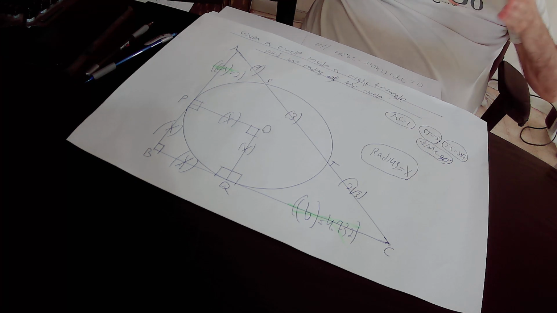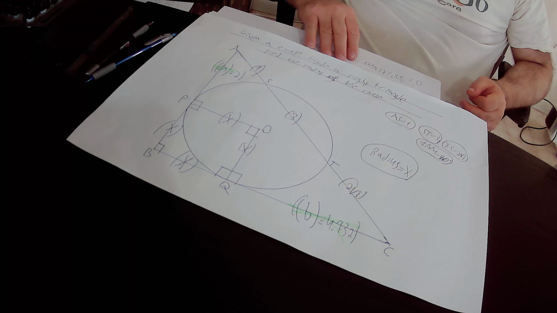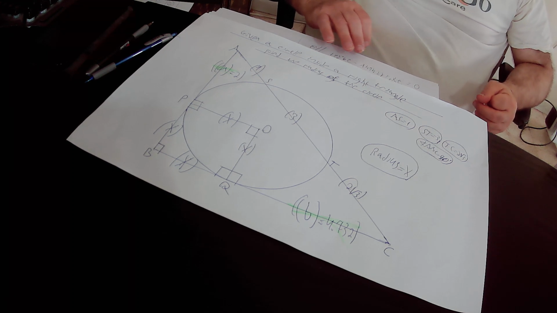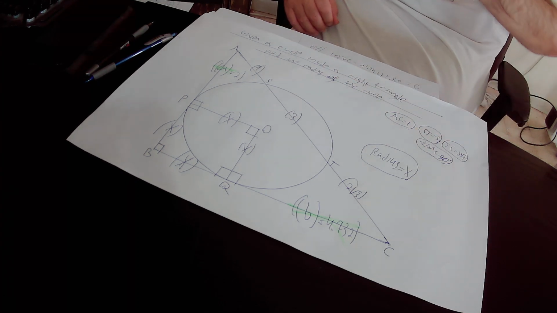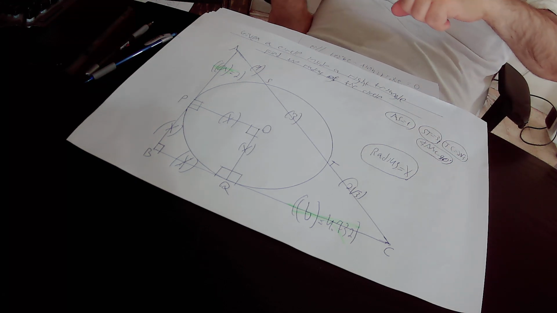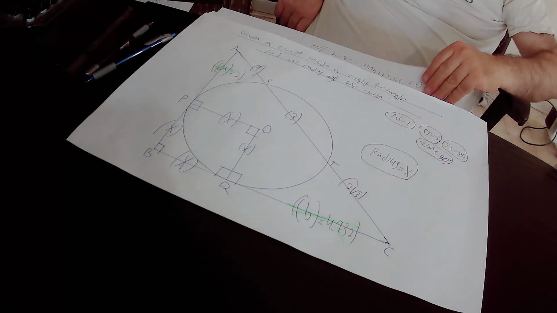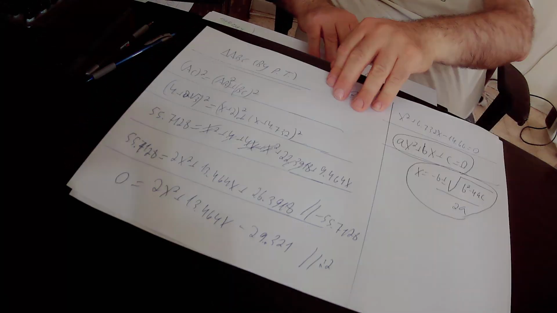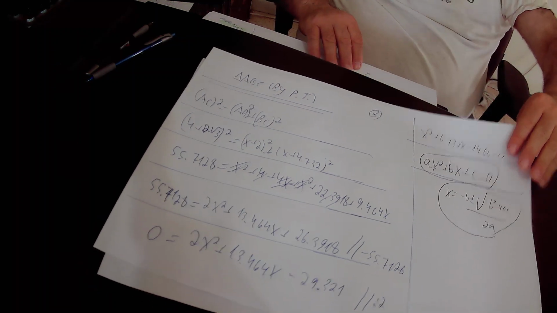In the next step, we implemented the Pythagoras theorem on the big right triangle, triangle ABC. According to the Pythagoras theorem, in any right triangle, the square of the hypotenuse equals the sum of the squares of the perpendiculars. In the right triangle ABC, the hypotenuse is AC, therefore AC squared equals AB squared plus BC squared. What is the length of AC?